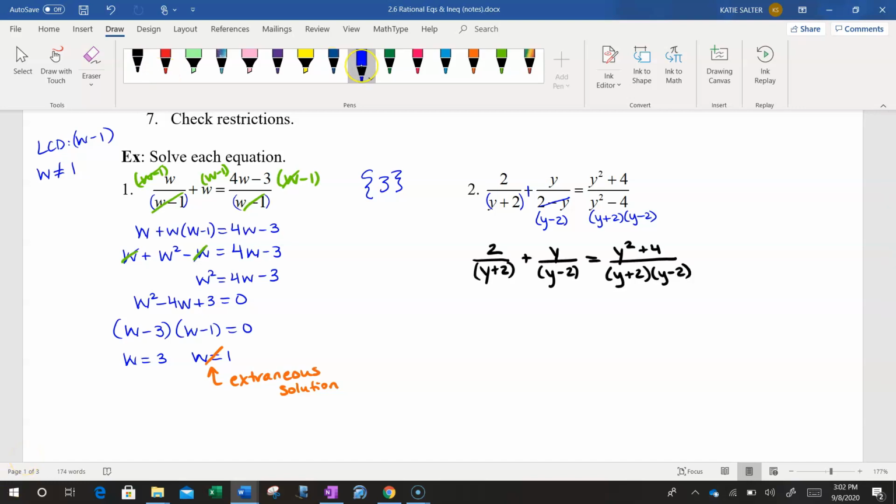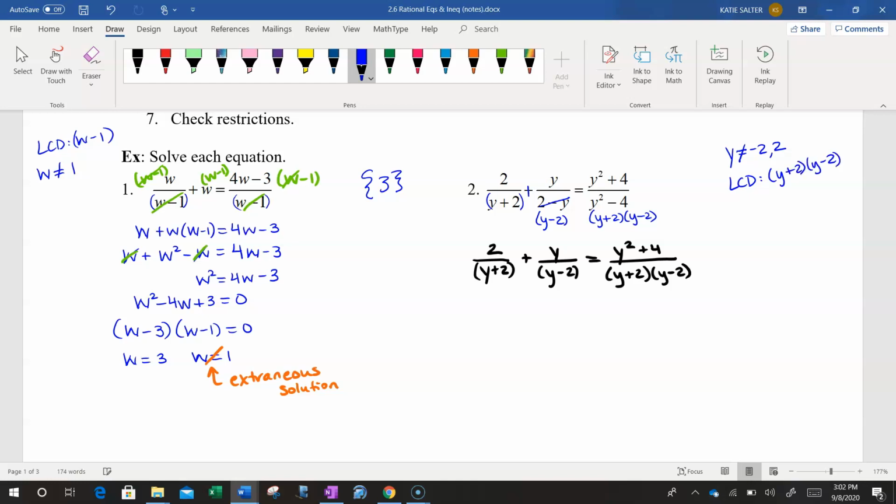Okay, so from here, we want to state our restrictions. If we are to get negative 2 or positive 2 as an answer, those would be extraneous solutions. We want to make sure we always check those restrictions, same thing as what our vertical asymptotes are. And now our LCD is going to be much simpler. We're going to have y plus 2 and y minus 2.